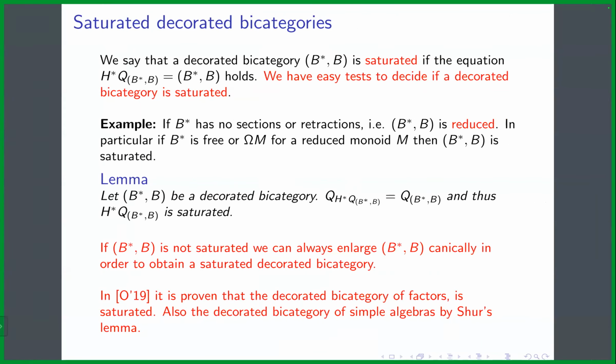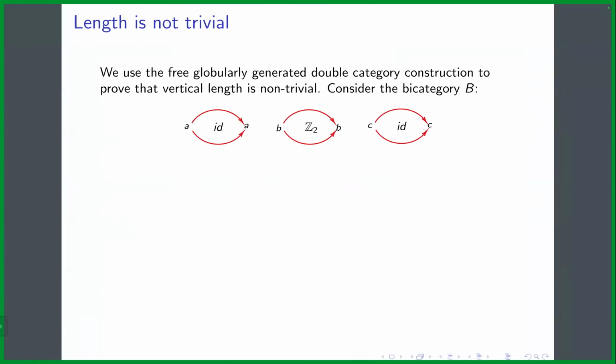In the same paper in 2019, we proved that the decorated bicategory of factors, which is the thing that started this whole program, was saturated. And so we were able to construct a double category of factors, the free globularly generated double category associated to the decorated bicategory of factors by modules and intertwiners decorated by general morphisms of Riemann algebras, which was pretty good.